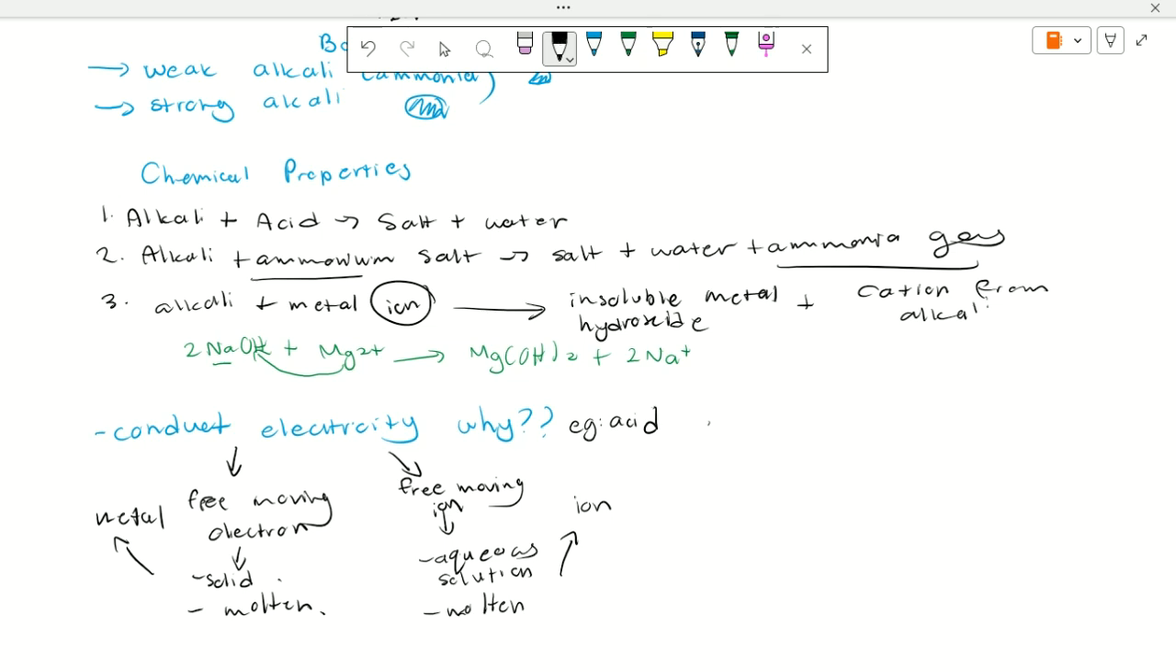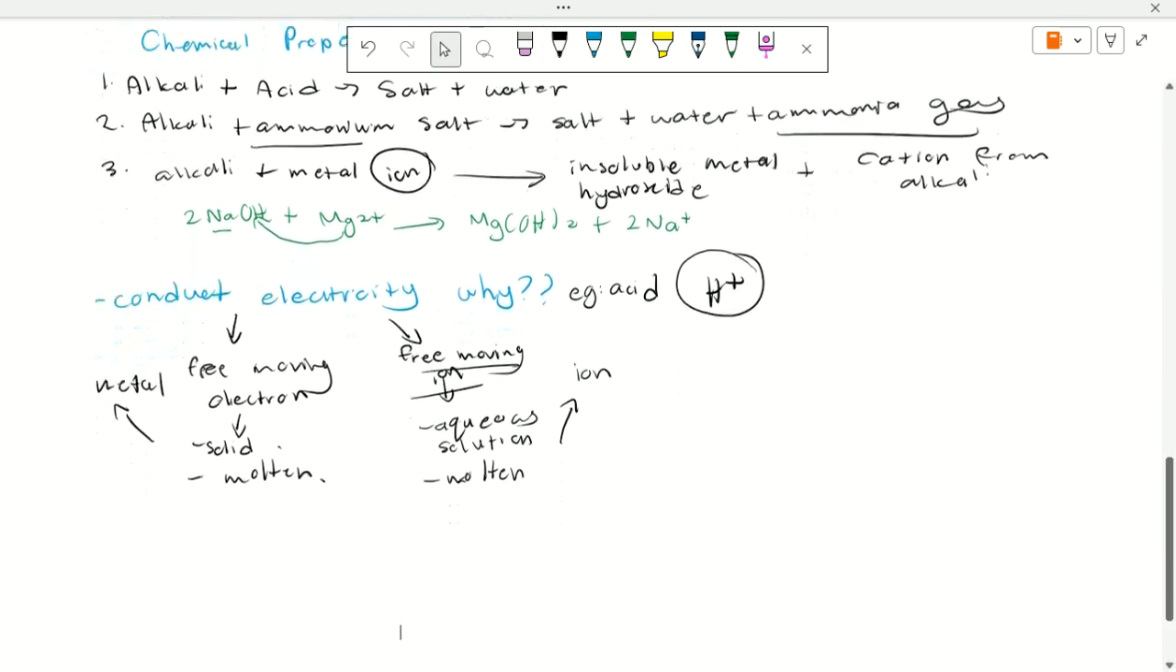And why can it conduct electricity? Because it ionizes to form H plus ion. So I think alkali can, but I don't know. But it can conduct because it has free moving ion. Okay? That's why it can conduct electricity. Next.